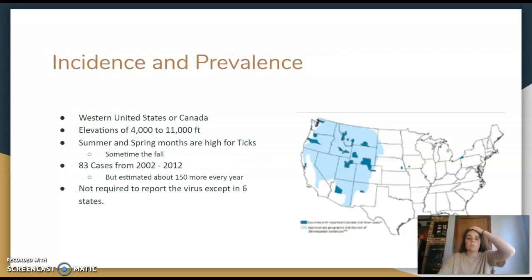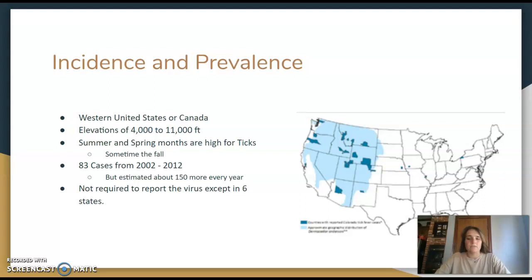Some incidence and prevalence: you can see this virus more in the western United States or even Canada, at elevations of 4,000 to 11,000 feet above sea level. Usually this virus is more common during the summer and spring months, just because that's when ticks come out. Sometimes though you can see them in the fall, especially if it is a warm fall. A lot of cases have occurred when people go to see the leaves changing.